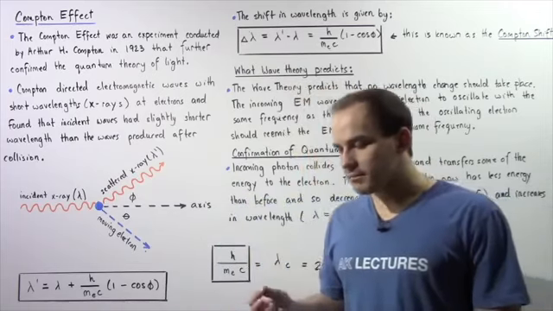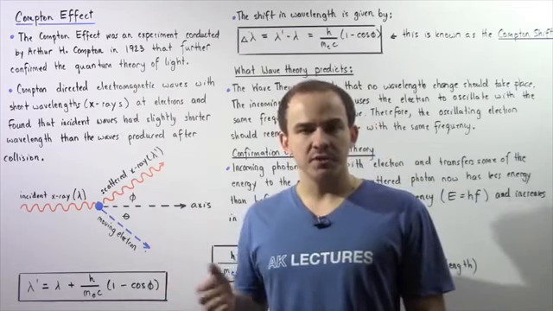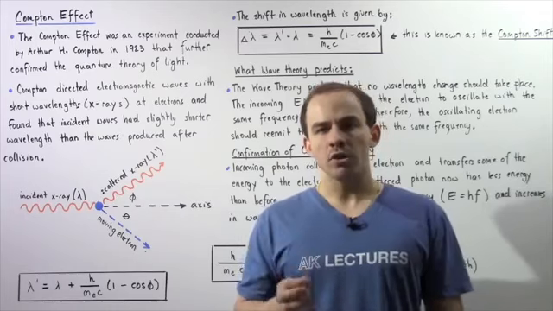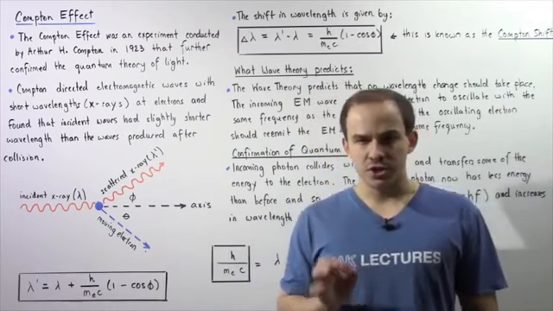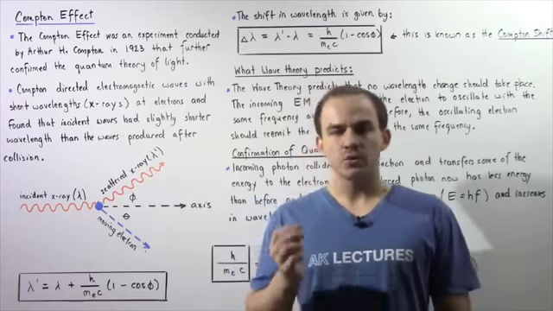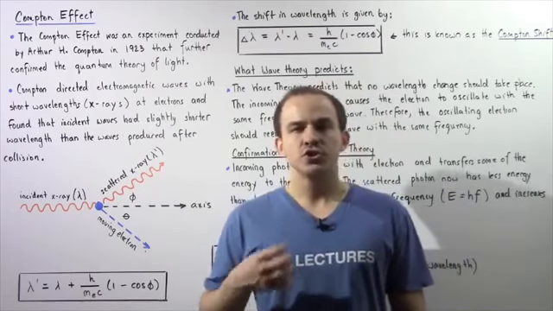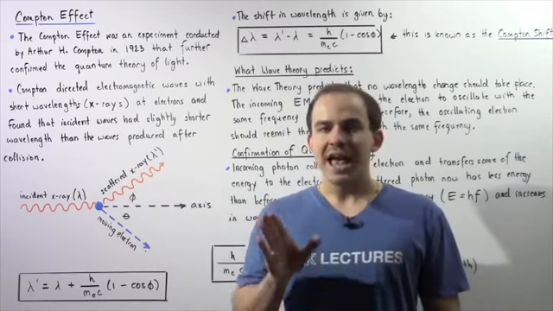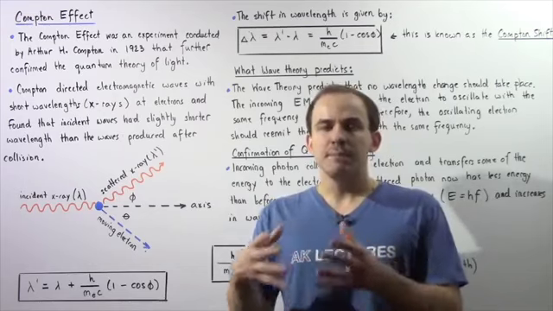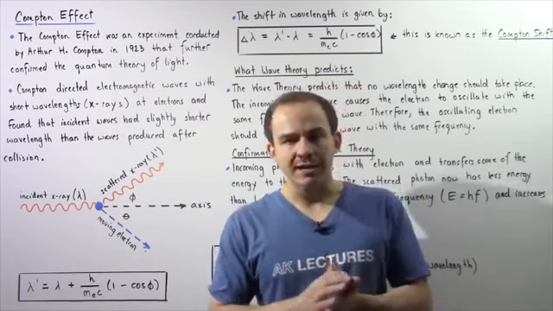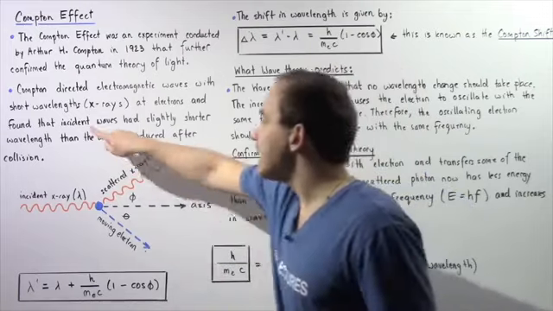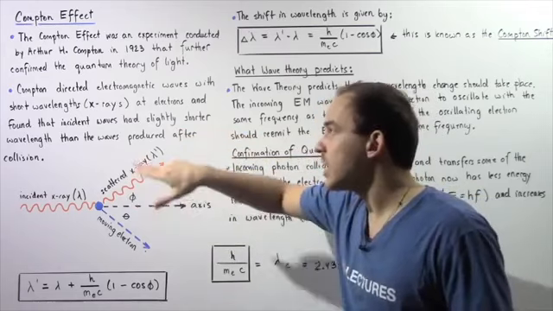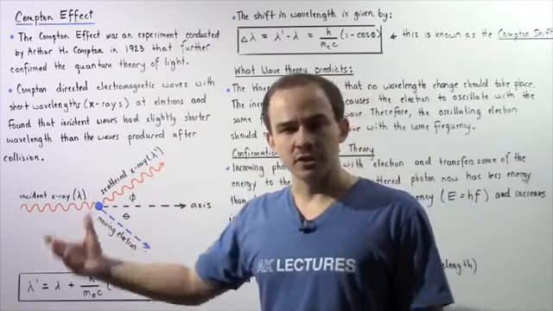Now, another experiment that confirmed the quantum theory of light was known as the Compton effect, conducted by Arthur H. Compton in 1923. Compton directed electromagnetic waves with short wavelength, known as X-rays, at stationary electrons, and he examined the collisions between those waves and the electrons. He found that the incident electromagnetic waves had a slightly shorter wavelength than the waves produced after the collision.